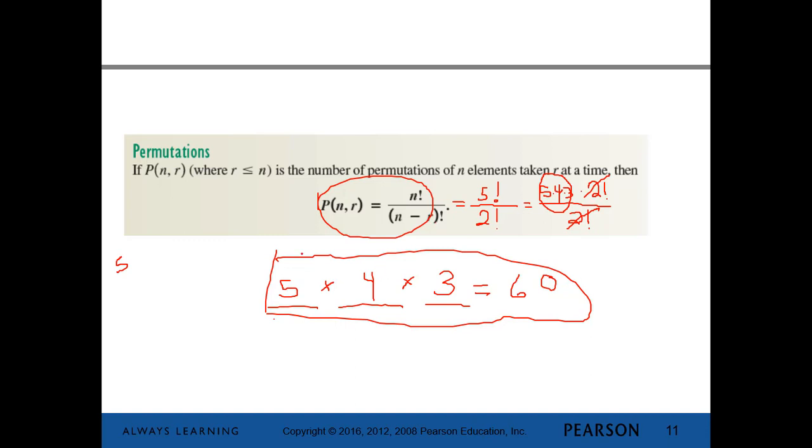So that is why if you use my strategy, use the fundamental counting principle, you will always get the number of permutations, as long as order matters, and you're talking about sequences of distinct objects where order matters. Okay.